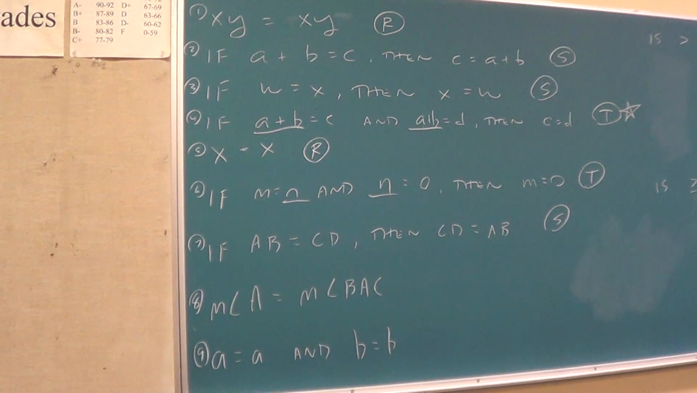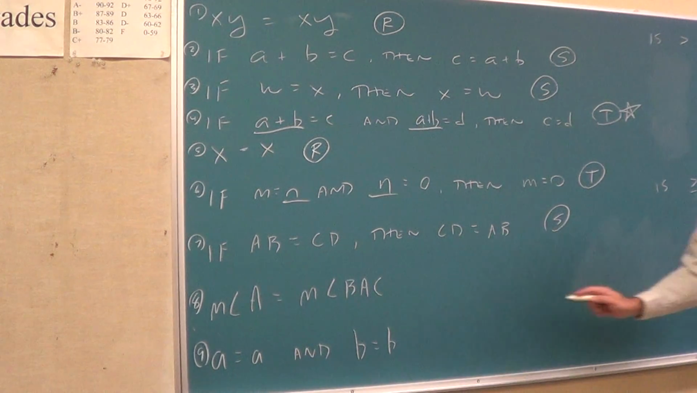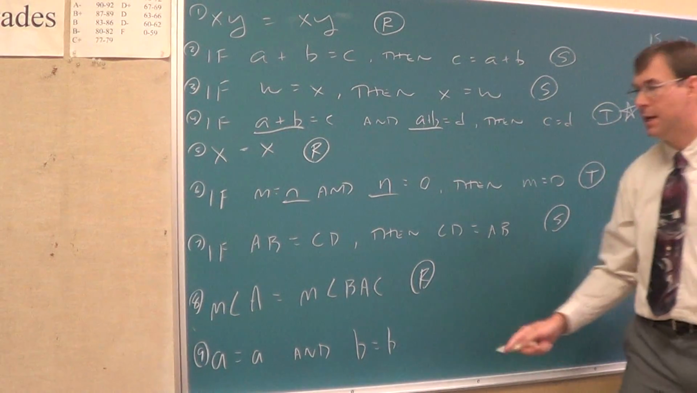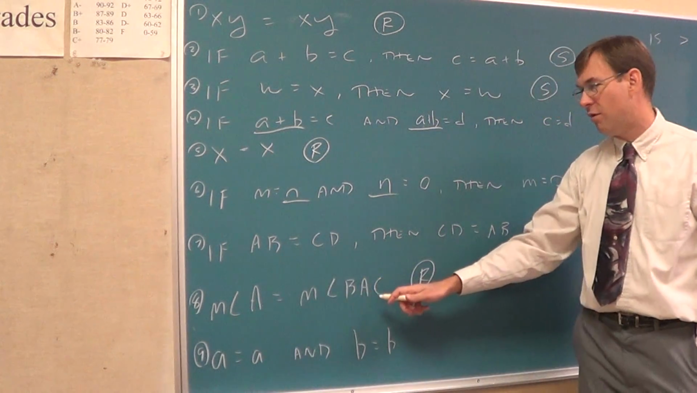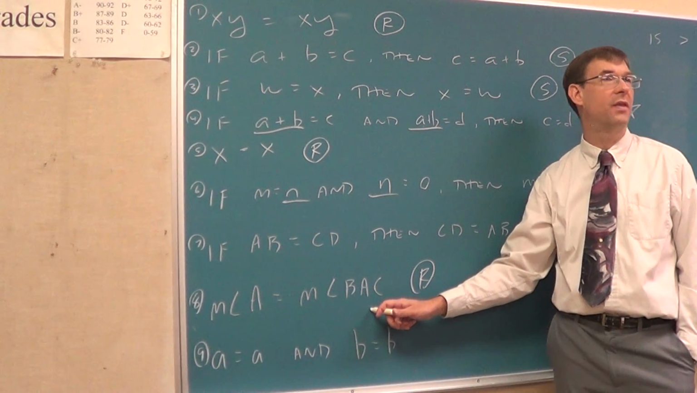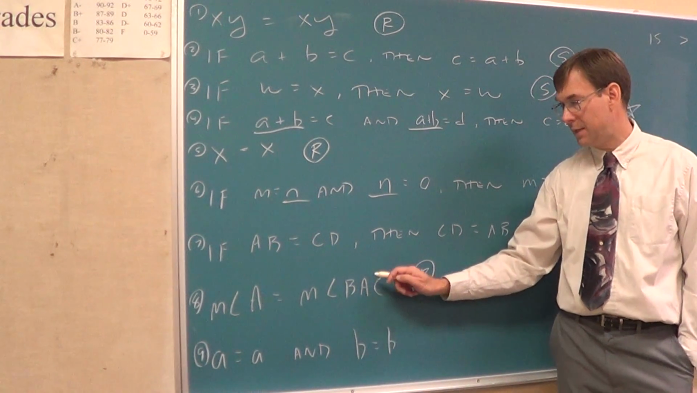8 or 9? Reflexive. 8 is reflexive. If there's no ifs or thens, it's got to be reflexive. Okay, this equals itself. Why does this equal itself? I disguised it a little bit, but it's still a thing that equals itself. Because that's the same angle. Yeah, it's the same angle.